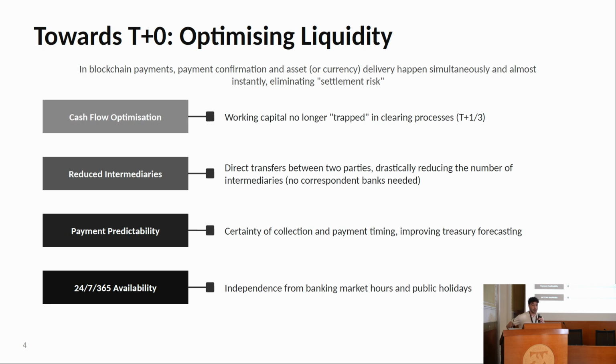Predictability is really important because you know precisely when the payment goes. Via stablecoin, in a minute you go from a merchant to another merchant in the other part of the world, and so you know when the money comes through. And of course, you don't need to depend on banking, so you don't have banking market hours, you don't have holidays, etc. So it's a 24/7 payment method.